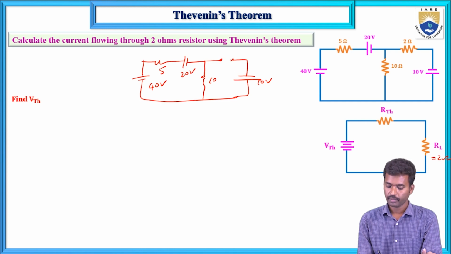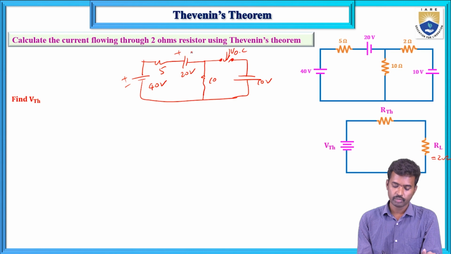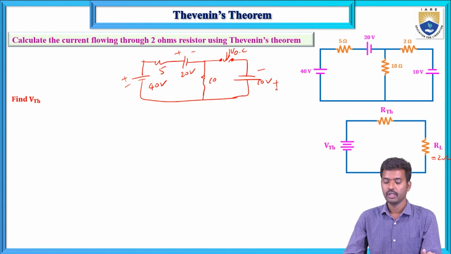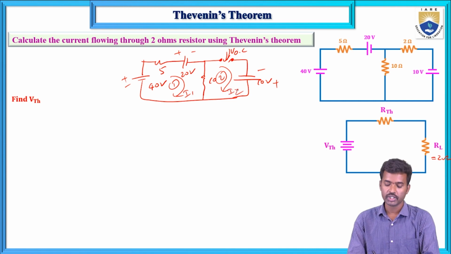Now calculate this open circuit voltage VOC. First remove the load resistance from the given circuit. The 2 ohms is removed from the given network, and calculate this open circuit voltage. I am using mesh analysis. There are 2 meshes, and I1 and I2 are mesh currents in the clockwise direction.